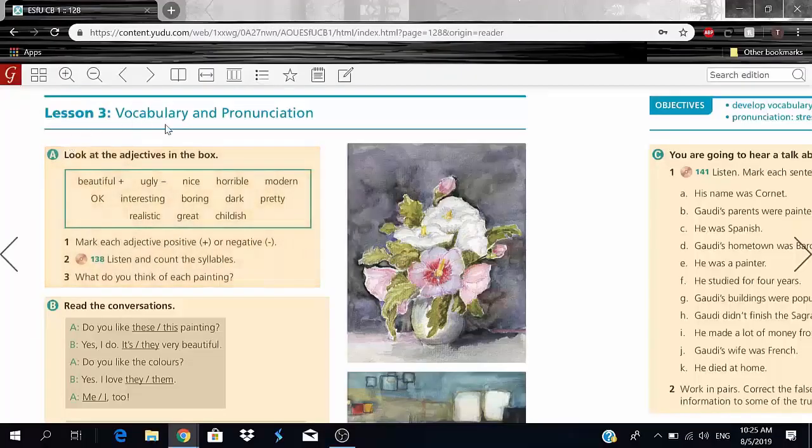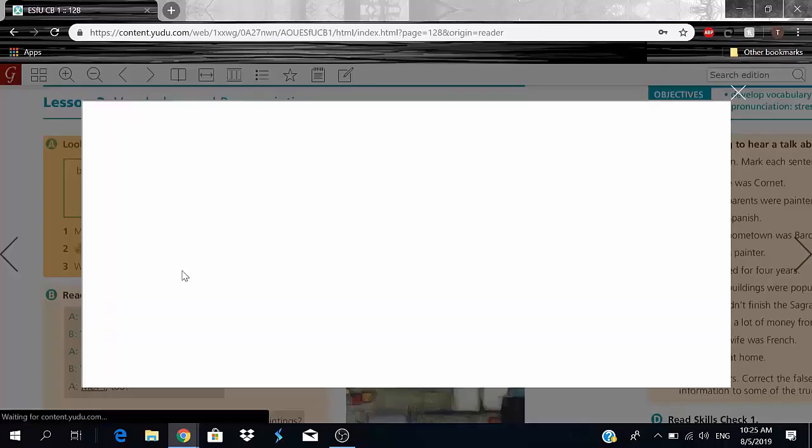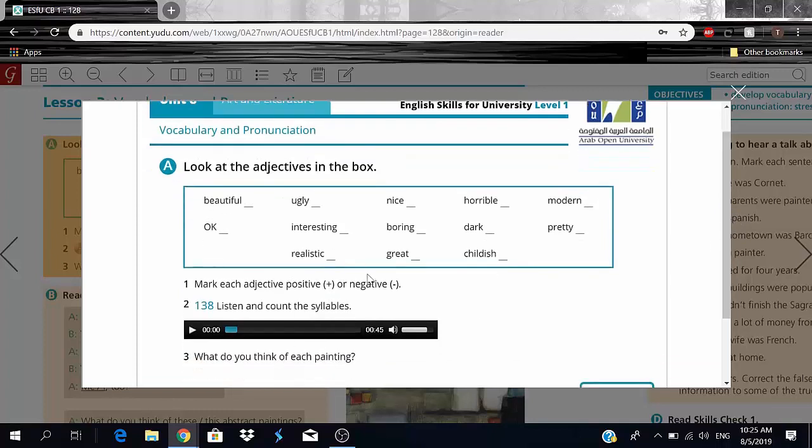Alright, you guys, now moving on to lesson 3, vocabulary and pronunciation. Let's hop right in. We have exercise A. Look at the adjectives in the box, and then we're going to mark each with positive or negative. When I'm talking about positive or negative, I'm not talking about mathematics. I'm talking about good or bad. So think of it as yes or no, good or bad.